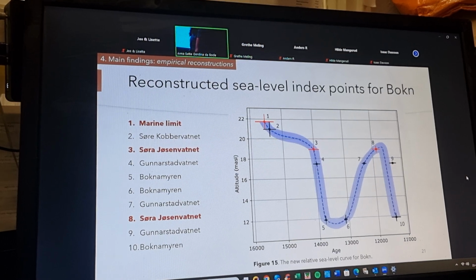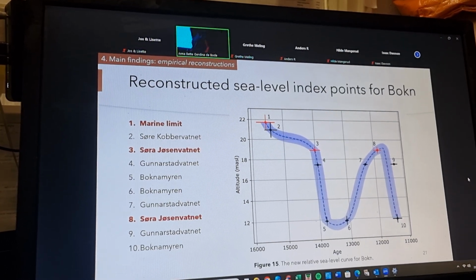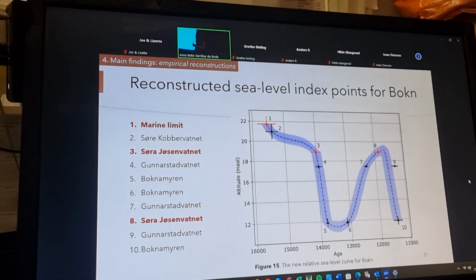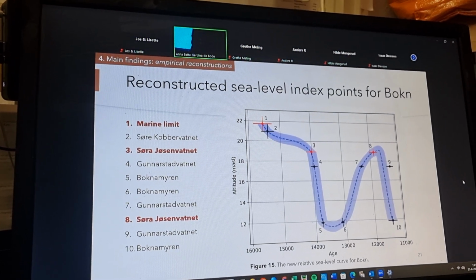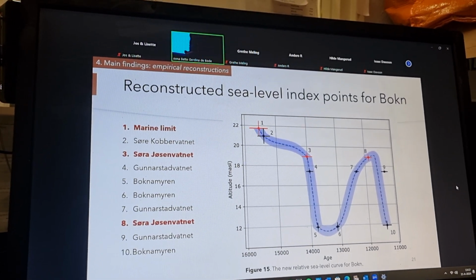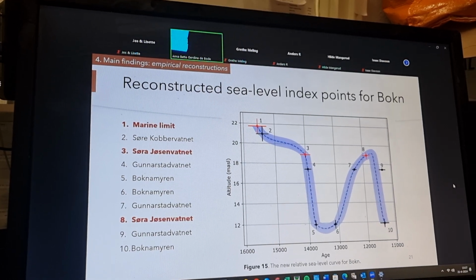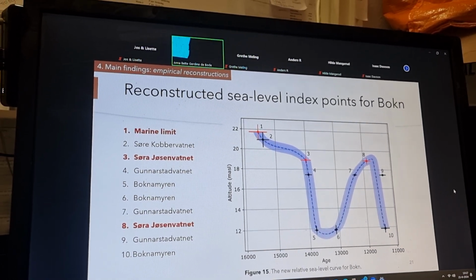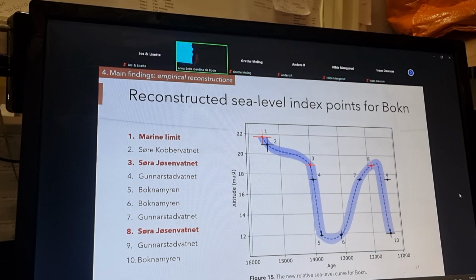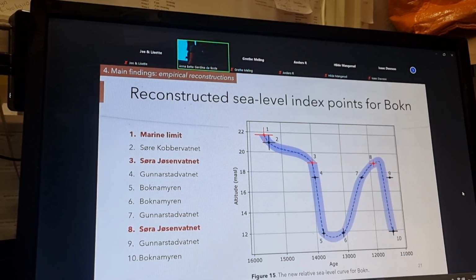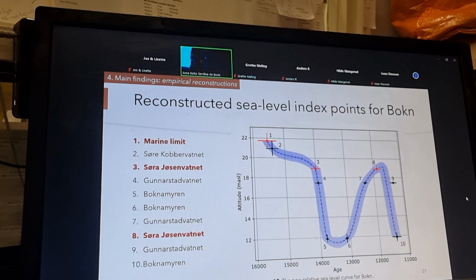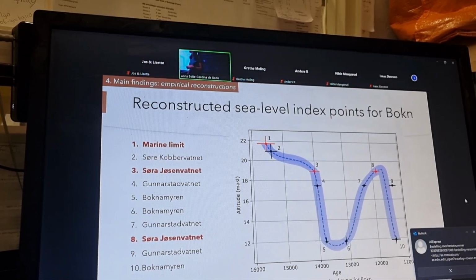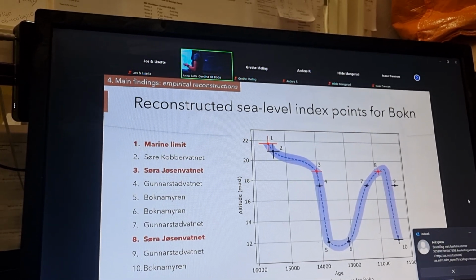That was very brief, so if you have questions about it, I'm going to answer them. Then these reconstructions, both from Södergösevattnet and from the marine limit that I constrained through the bog, could be added to the pre-existing curve. So here you can see in black the sea level index points that were reconstructed before I started this project, and the red ones are the ones that I reconstructed.